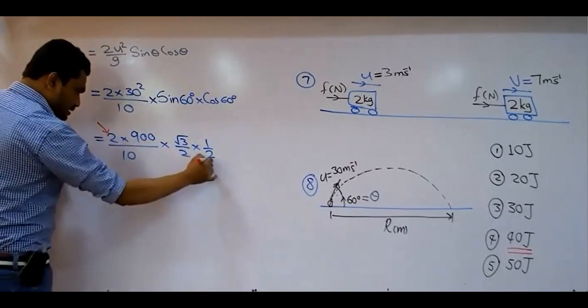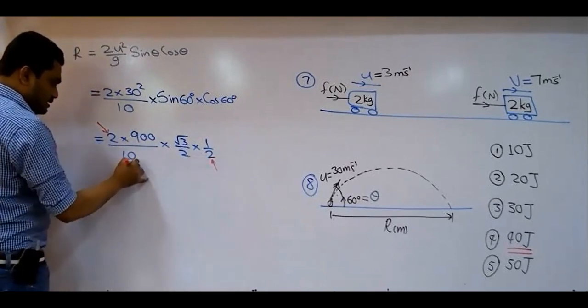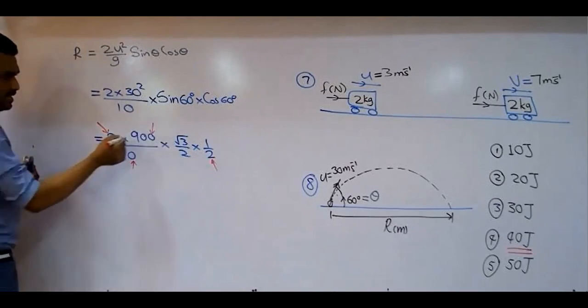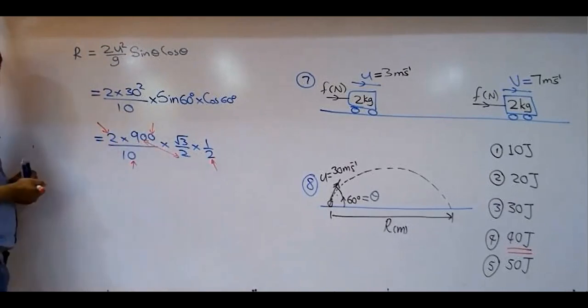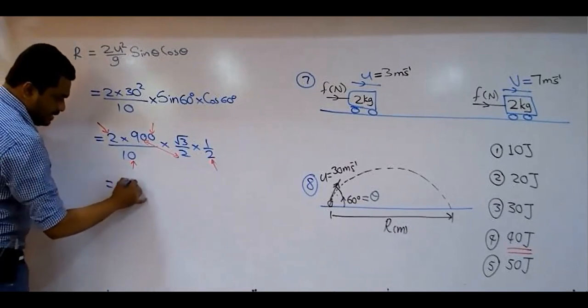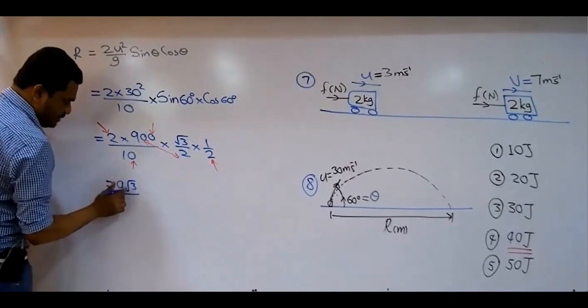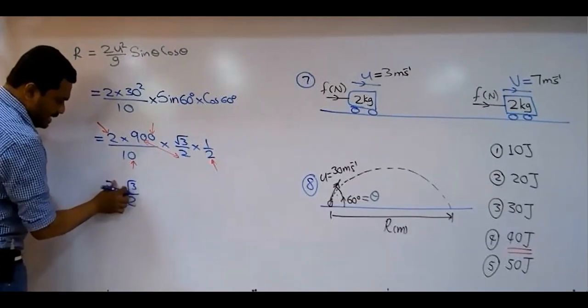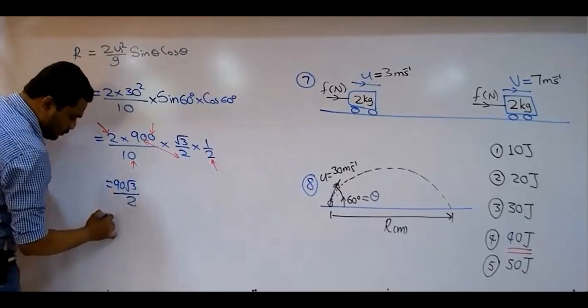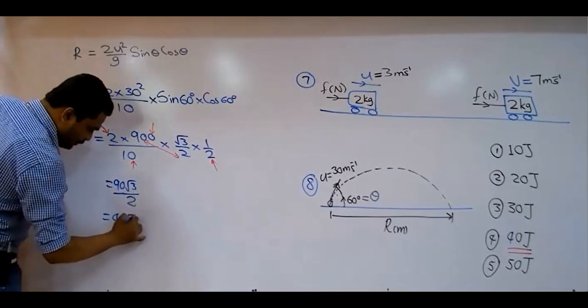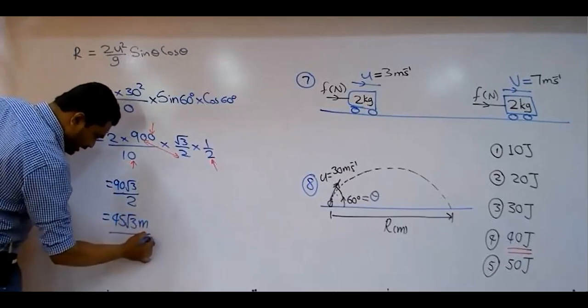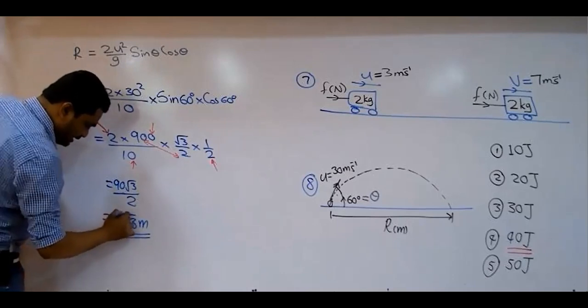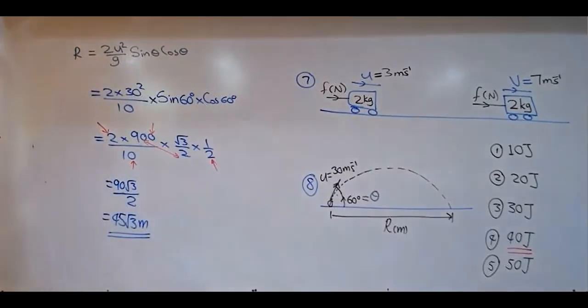This 2 and this 2 can be cancelled out. This 0 and this 0 can be cancelled out. 90 divided by 2. The only remaining number is 90 root 3 over 2. So what is 90 divided by 2? 45. Therefore 45 root 3 meter is the horizontal range. So which choice is correct? 45 root 3. Who got this answer? That's it.